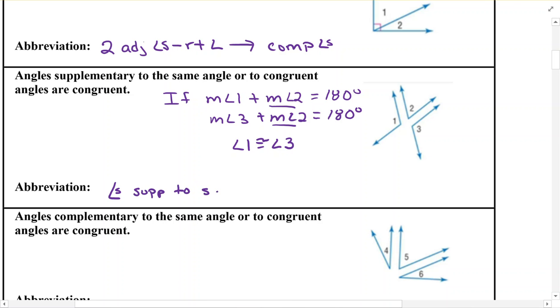So angles supplementary to the same angle, or to congruent angles, implies that those angles are congruent.